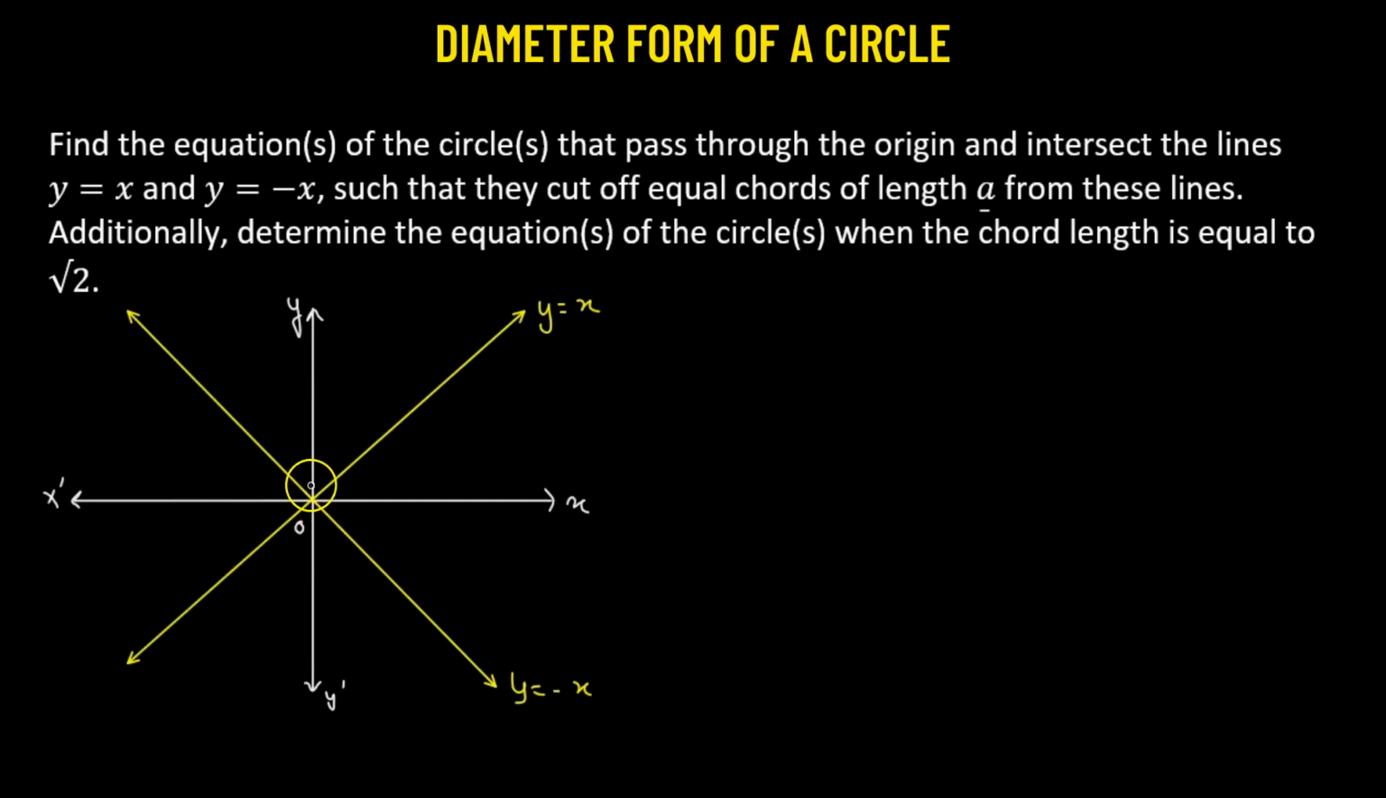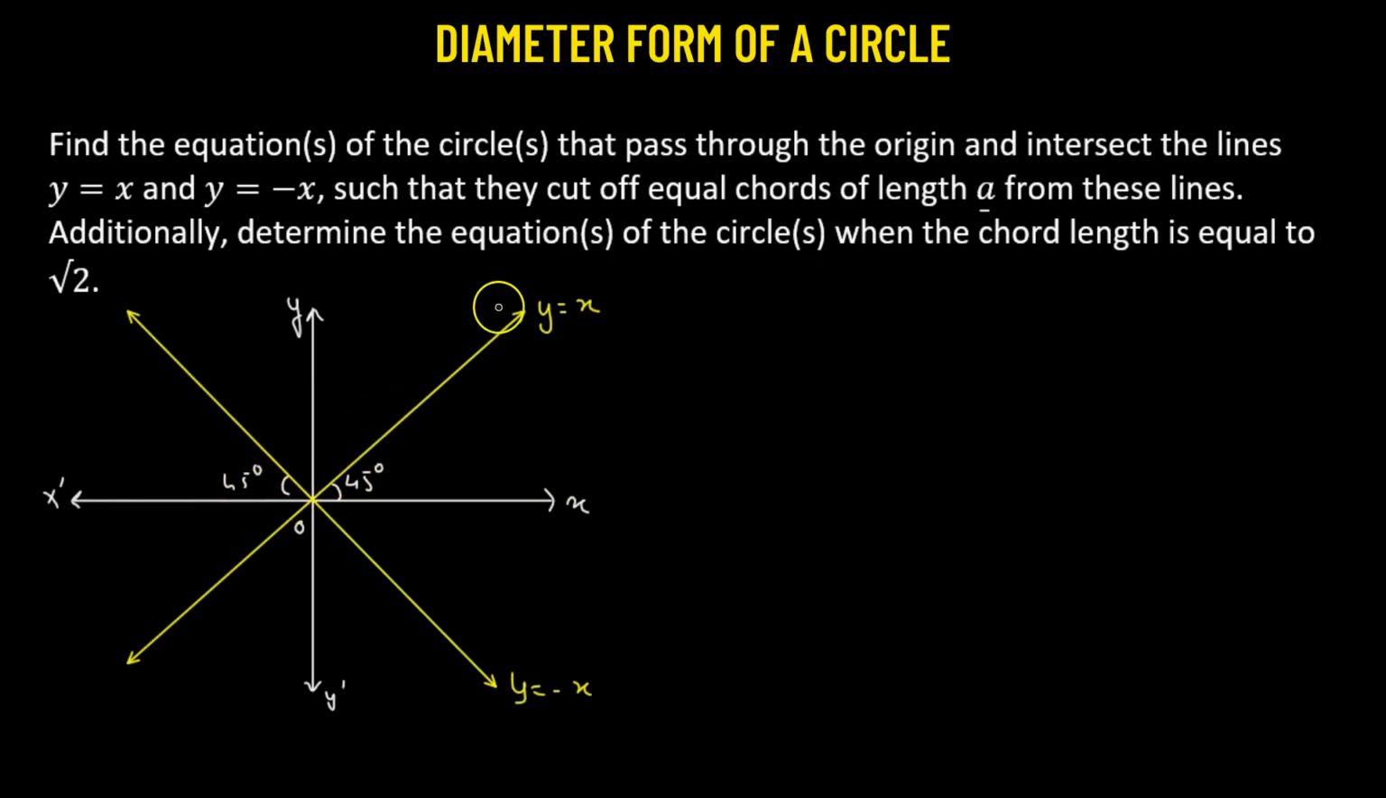So we have the Cartesian plane with the x and the y-axis, and there are two lines. The line y equals x is going to pass through the origin, and it's going to make an angle of 45 degrees with the positive x-axis. Similarly, we have the other line with equation y equals negative x. That's also going to be a straight line that passes through the origin, and it's going to make an angle of 45 degrees with the negative x-axis as well.